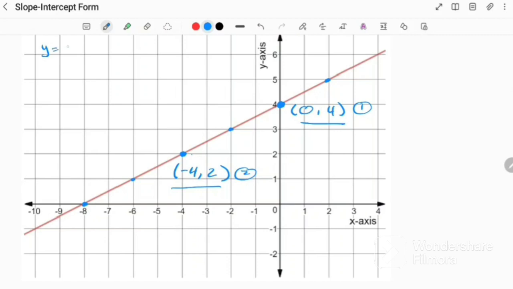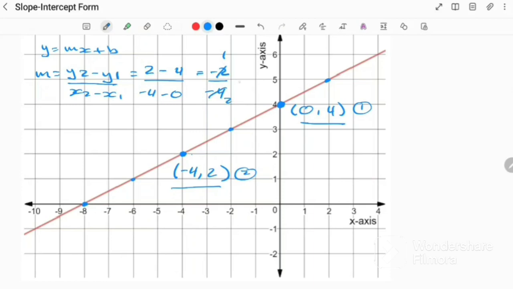Now, the general form is y is equal to mx plus b. Let's find m. y2 minus y1 over x2 minus x1. So we have 2 minus 4 over negative 4 minus 0. So 2 minus 4 is negative 2. Negative 4 minus 0 is negative 4. This is 1 over 2, so it's a half. So m is a half. We need to find b.